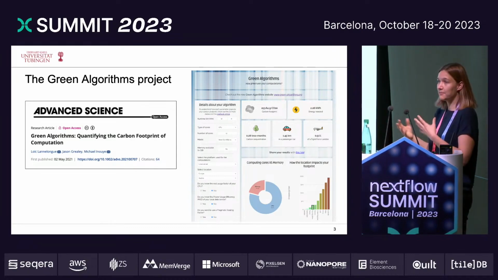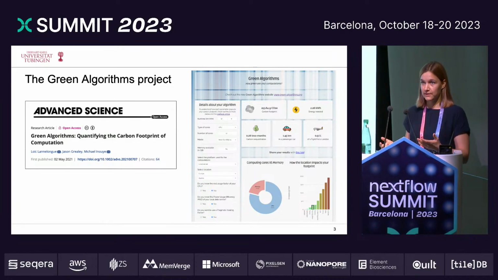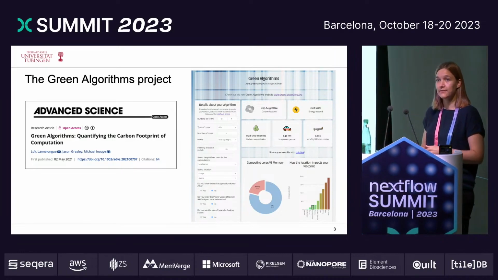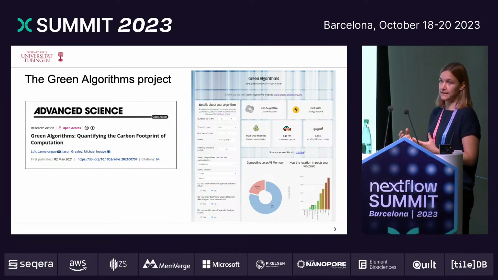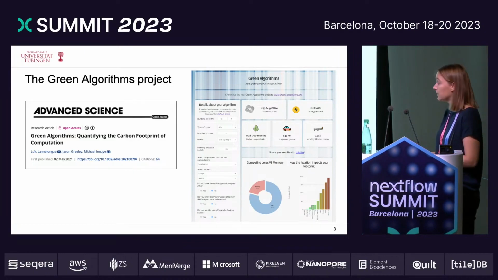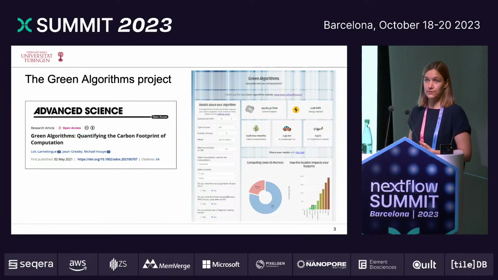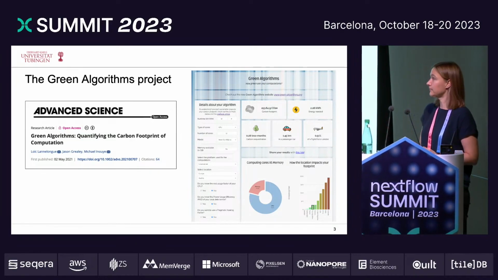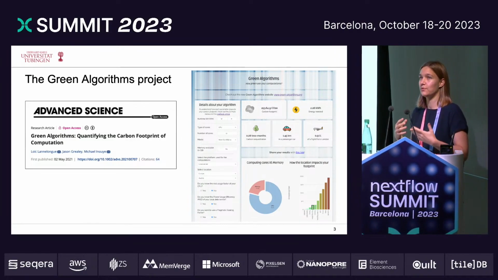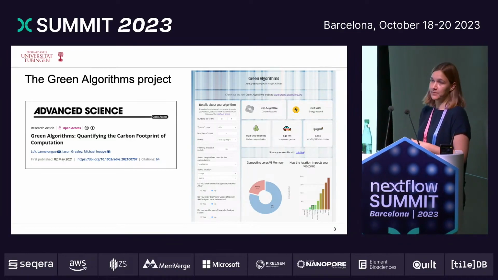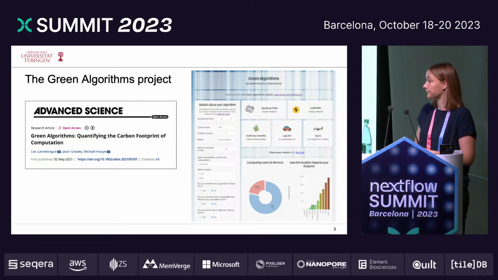And since these numbers are relatively difficult for most of us to interpret, they also provide some nice equivalence values for a better interpretability. So for example, how long does a tree need to sequester this amount of CO2 again? How far could you travel by car and how far by train? So this tool is pretty nice. We used this at the beginning of the year already to estimate manually the carbon footprint of some Nextflow runs we had. And then it became apparent that it should be somehow implemented and used for Nextflow as well.